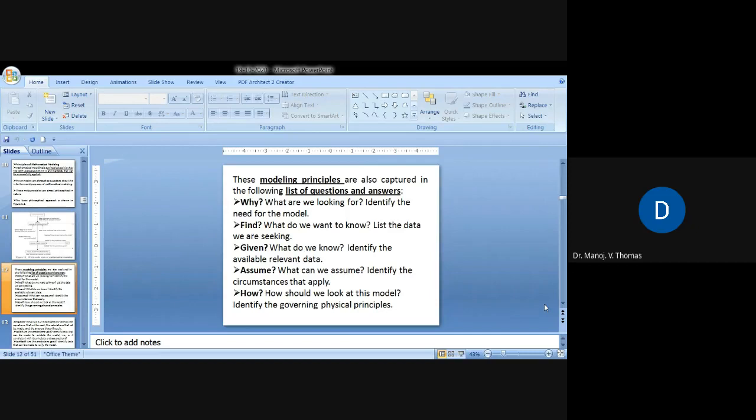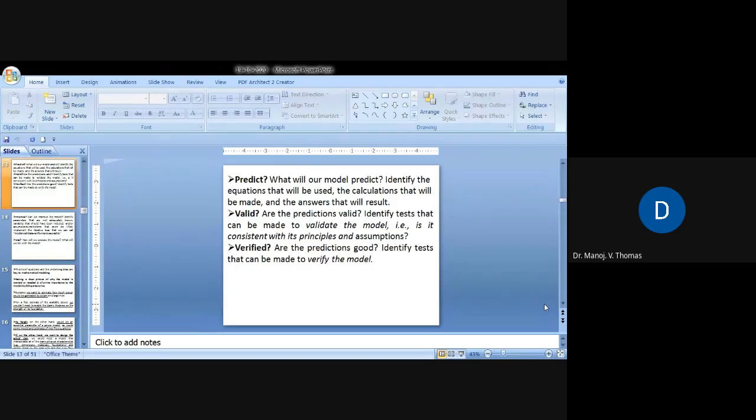How should we look at this model? Identify the governing physical principles. What are the physics? What are the laws? What are the equations that we will use here? What are the principles in physics or mathematics or chemistry? Predict: what will our model predict? Identify the equations that will be used, the calculations that will be made, and the answers that will result.